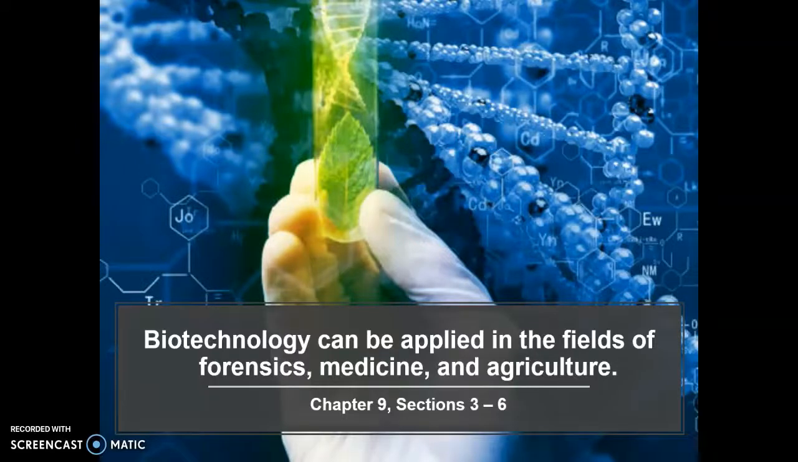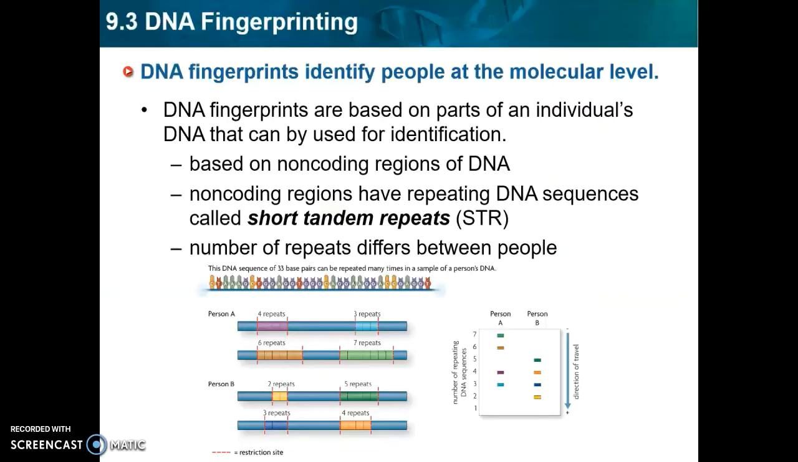Today we're talking about Chapter 9, Sections 3 through 6, and this is going to be the different applications of biotechnology, particularly focusing on the fields of forensics, medicine, and agriculture. Our first topic is DNA fingerprinting.